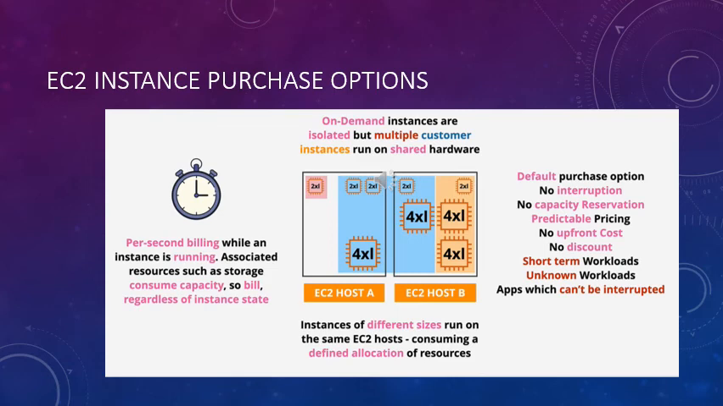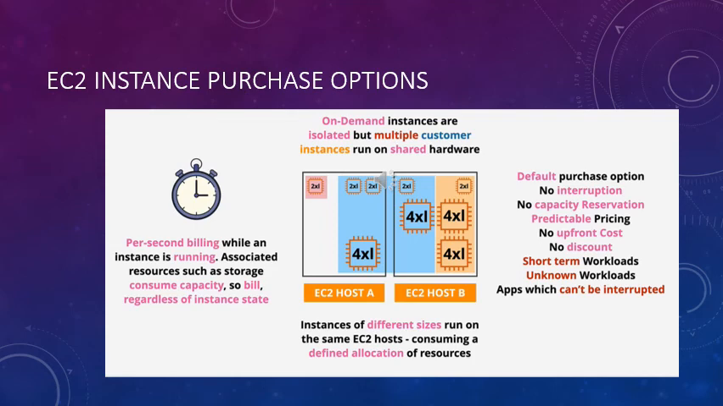On-demand instances are isolated, but they run on the same shared hardware as other customers. So if you want something hyper secure where no other customer runs on the same hardware, you don't want an on-demand instance, you want a dedicated instance. On-demand instances are on shared hardware. So many other customers might be using the same actual underlying hardware.